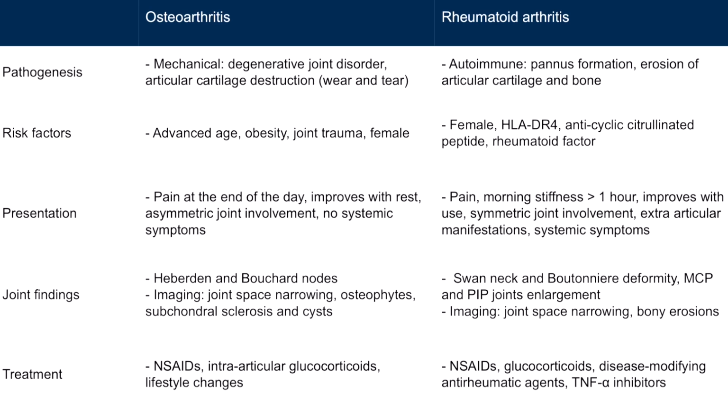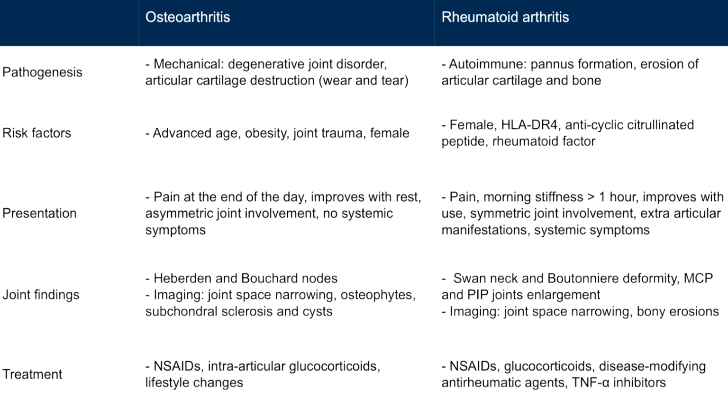It presents with pain at the end of the day that improves with rest. There is asymmetric joint involvement, and there are no systemic symptoms. Heberden and Bouchard nodes are also found in patients with osteoarthritis. On imaging, there is joint space narrowing, osteophytes, and subchondral sclerosis and cysts. As for the treatment, NSAIDs are used for pain control, or intra-articular glucocorticoids if the NSAIDs are not sufficient. Lastly, lifestyle changes are encouraged.